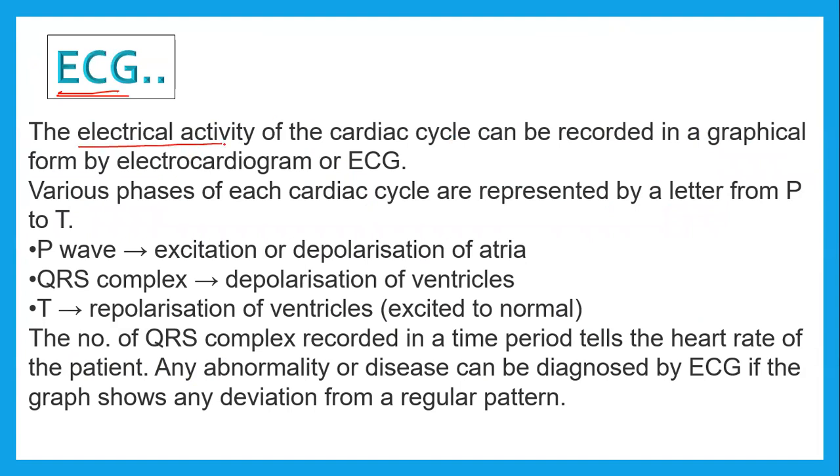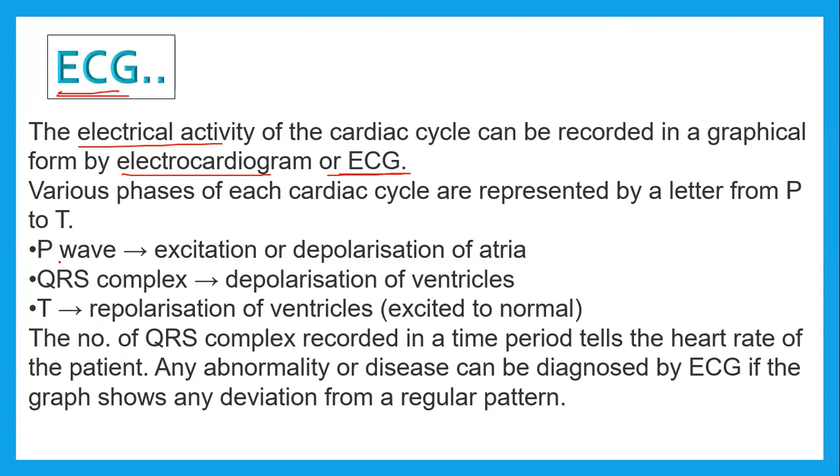ECG is actually the electrical activity of the cardiac cycle that can be recorded in a graphical form by an electrocardiograph. Guys, the electrocardiograph is actually the machine by which ECG is recorded. And that graph paper which you will get, you will call it an electrocardiogram. But always we call it ECG. What is the full form of ECG? It's not electrocardiograph, it's electrocardiogram. The machine by which ECG is measured is called the electrocardiograph.